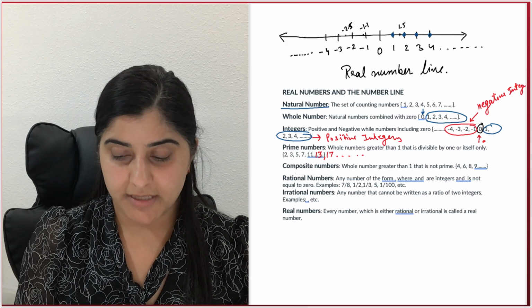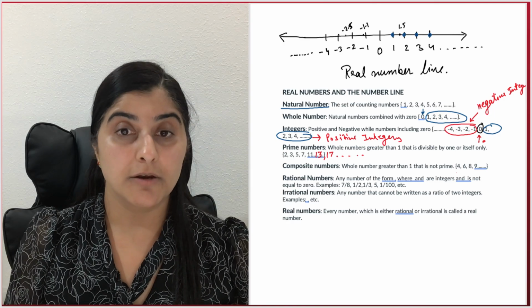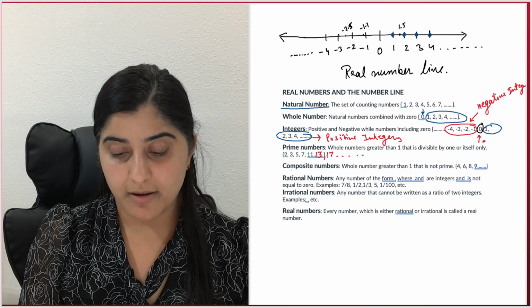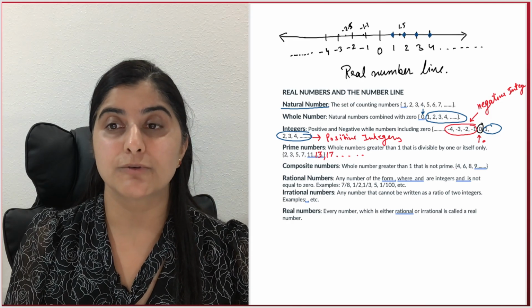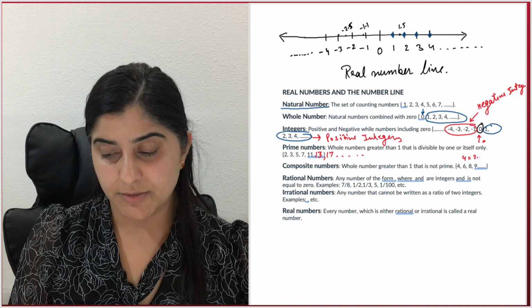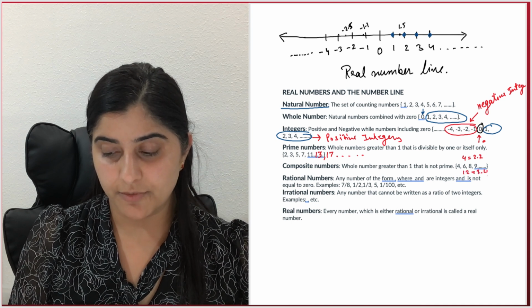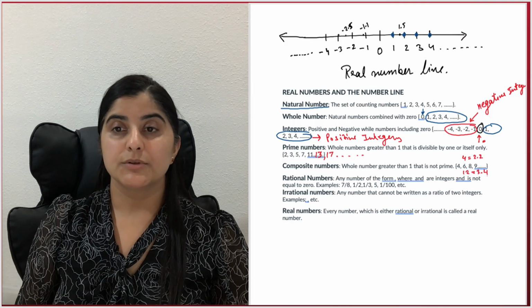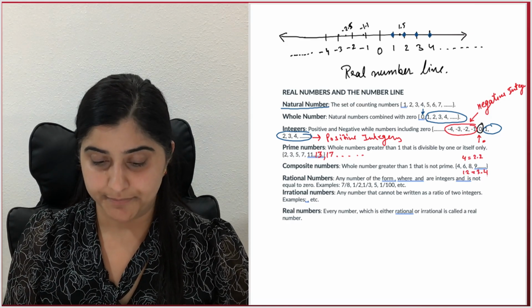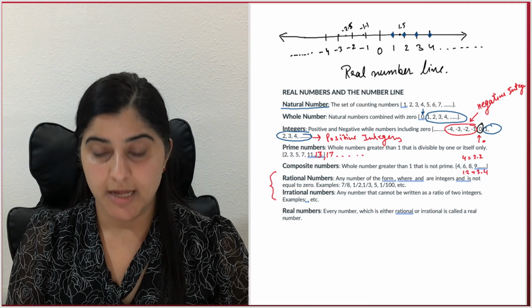And composite numbers are the whole numbers greater than 1 which are not prime numbers. That means numbers which we can write as a product of two smaller numbers. For example, 4. 4 can be written as 2 times 2. 12, 3 times 4. So these are called the composite numbers, which can be written as a product of two smaller numbers. Next we have rational and irrational numbers.